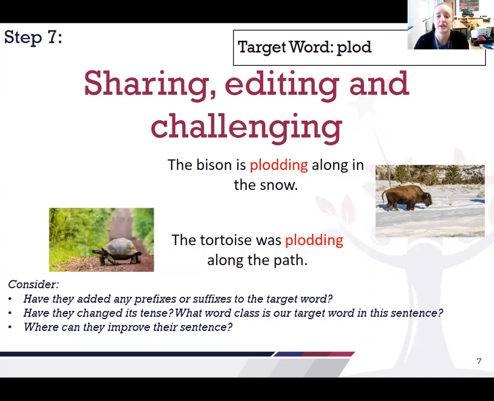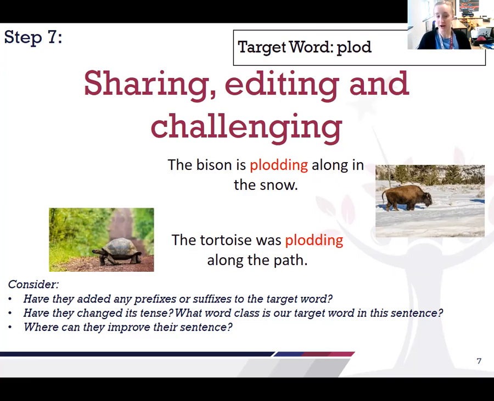So I've written a couple of sentences that use the word plod, and here I've got my first one and I'll use the picture of the bison, and I said the bison is plodding along in the snow. Okay, so they're walking slowly in the snow. And I know for a fact that when it snowed last week, I was plodding along to get home as well. I was having to walk slowly and heavily to get back to my house from school.